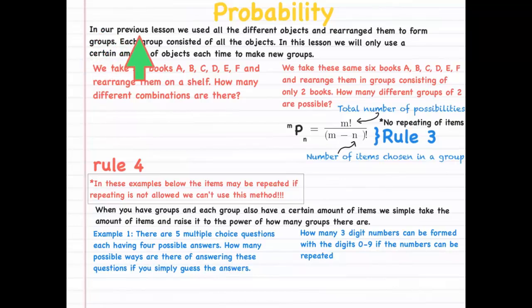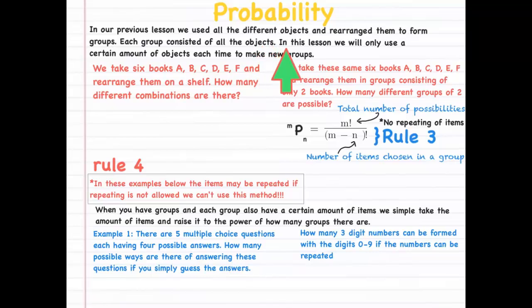Now in our previous lesson we used all the different objects, okay? For example, in the word sand we used all the different letters and rearranged them to form groups, okay? And those groups were all the new words that we could form. Each group consisted of all the objects. In other words, each of the words that we had to make had all the letters of the word sand, right?